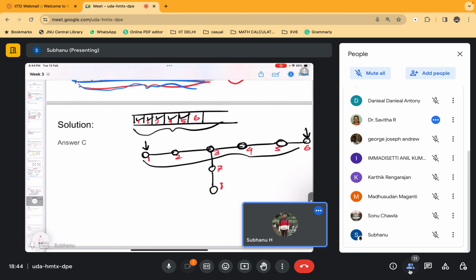Now you have seen that from the neighborhood of 6 there is no node, so this will be popped up, okay. So this space will be empty for you. 5 will be popped up, so this space will also be empty for you. 4 will be popped up, this space will also be empty for you. 3 will be popped up, this space is already empty for you.